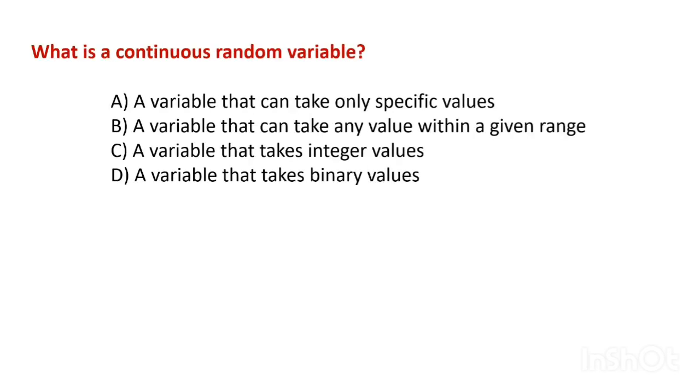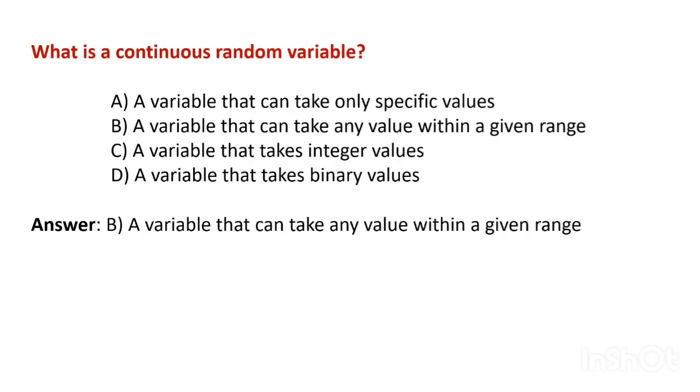What is continuous random variable? A continuous random variable can take any value within a range or interval. Often it is represented by the real numbers. Correct answer is option B.